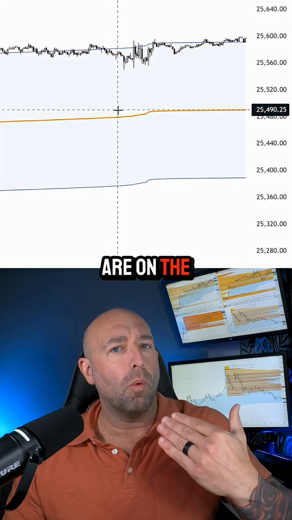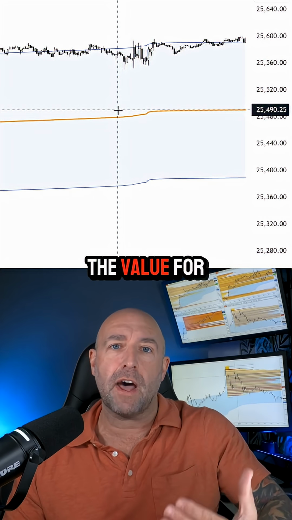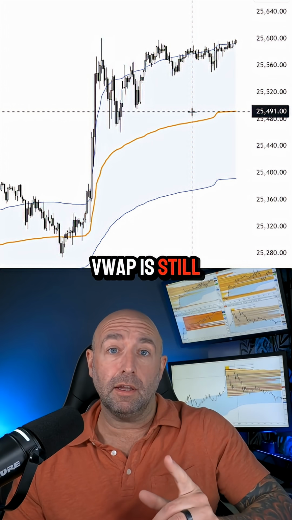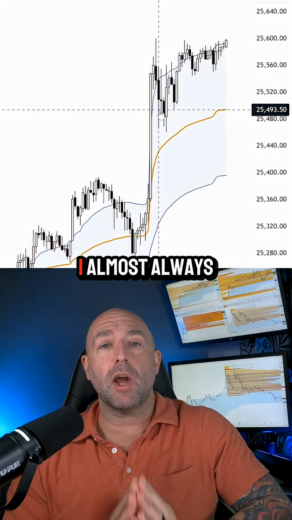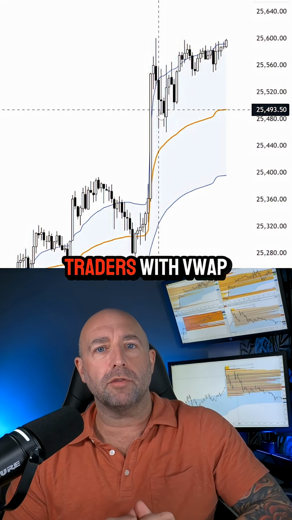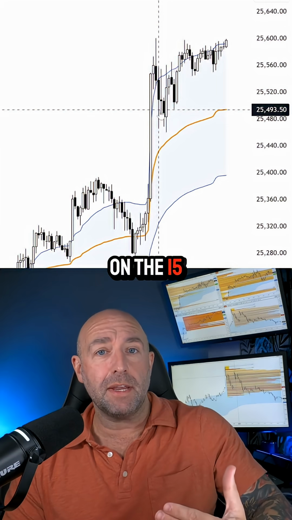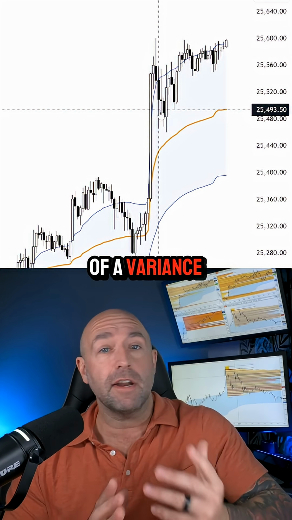So here we are on the 1 minute chart on NQ, and we have 490 and a quarter as the value for VWAP. Now, if I jump to the 5 minute, VWAP is still at 491. Now here we are on the 15 minute. So this is a question I almost always get by newer traders with VWAP. Why are we seeing 493 on the 15 minute as opposed to the 491 on the lower time frames? A variance of 2 points.